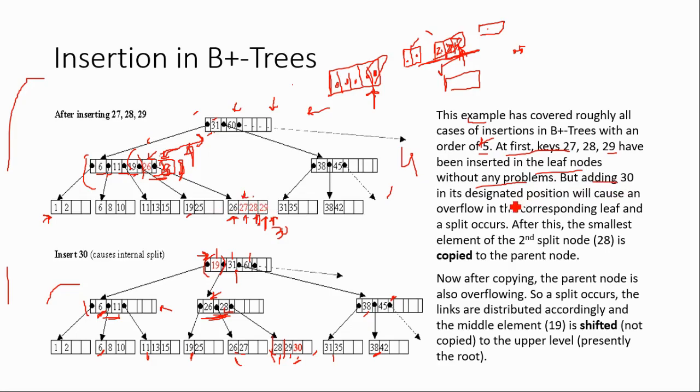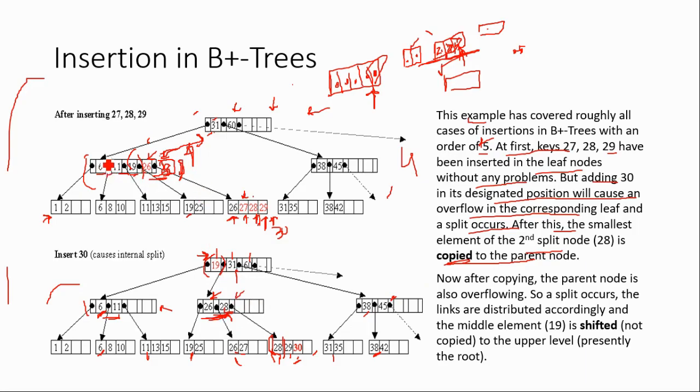Adding 30 in its designated position will cause an overflow in the corresponding leaf, and the split occurs. After this, the smallest element of the second split node, 28, is copied to the parent node. Note the word copied. Here the smallest element of this split node is copied to the parent node. Now after copying, initially it was not like that.